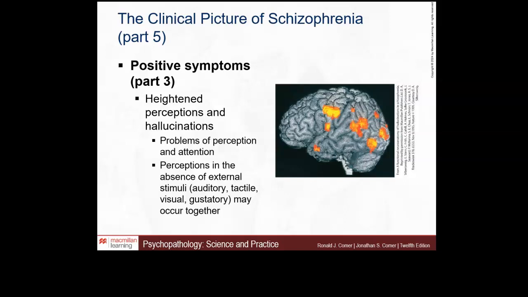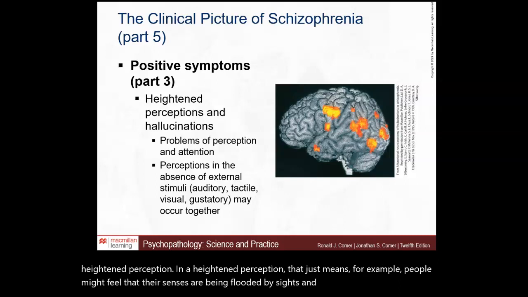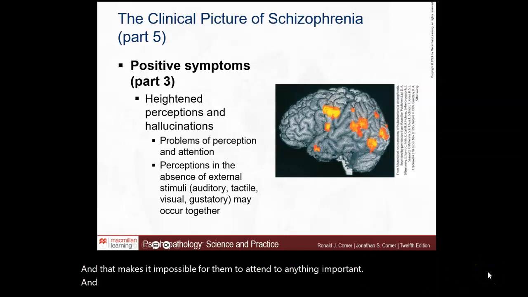Now, the individual that's dealing with these issues might experience what's known as heightened perception. Heightened perception just means, for example, people might feel that their senses are being flooded by sights and sounds, and that makes it impossible for them to attend to anything important. And hallucinations are sensory perceptions that occur in the absence of external stimuli.